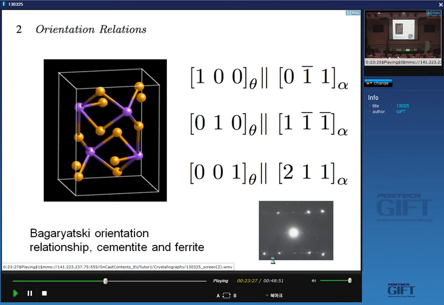That the cube edges here, 100, is parallel to an almost close-packed plane of ferrite. This is parallel to a close-packed direction, and these two you can derive by taking a cross product between the first two. So we follow exactly the same procedure as before. We've got parallelisms. We've got to convert them into equalities by working out the magnitudes of these. Okay? And remember, the magnitude of this is not the same as the magnitude of this, because this is now an orthorhombic unit cell where the lattice parameters are different.